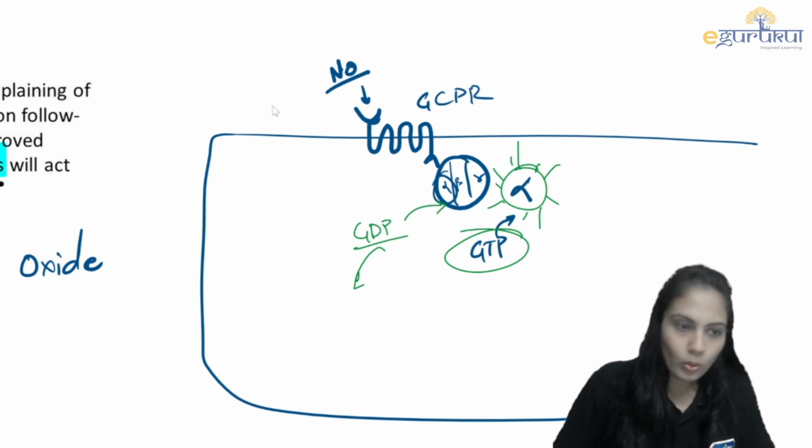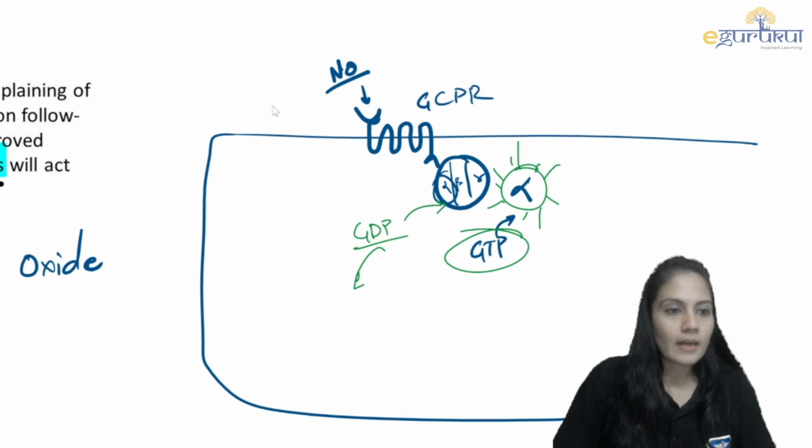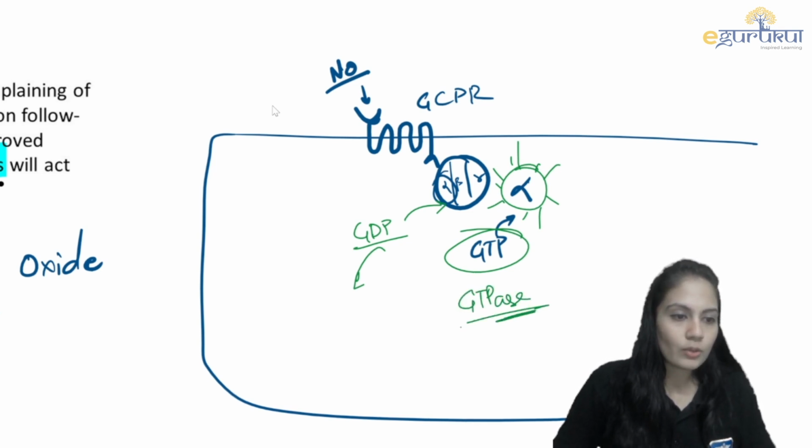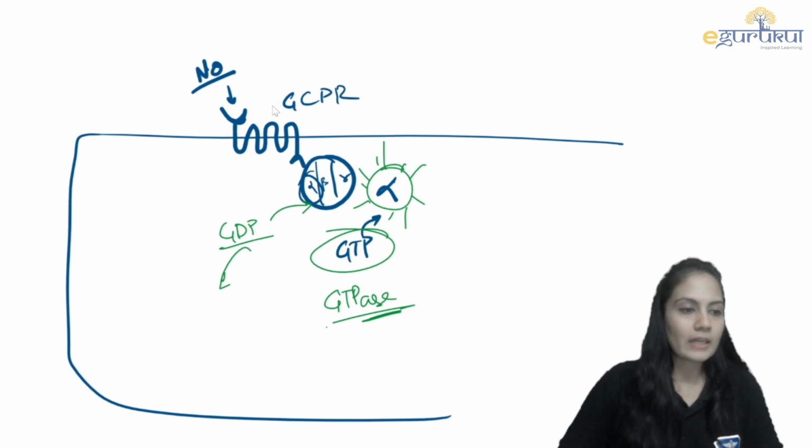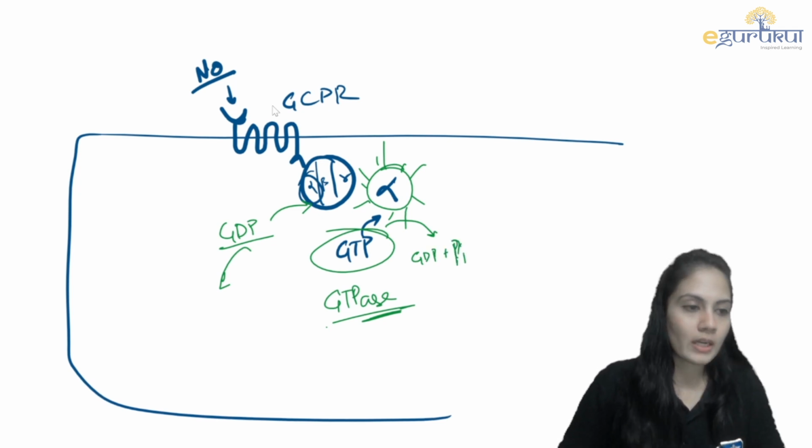But this alpha also has GTPase activity. This alpha subunit contains something known as GTPase activity. So I told you ase means it is going to break down that thing, right? So GTP over here is going to convert into GDP plus the inorganic phosphate.